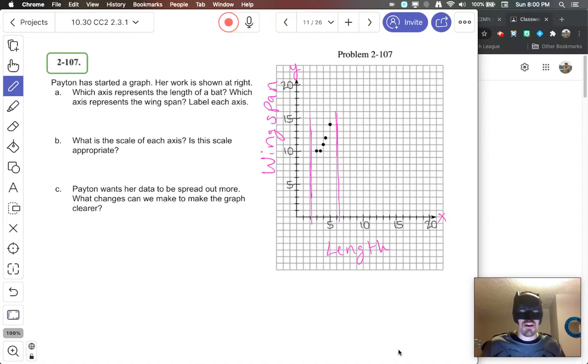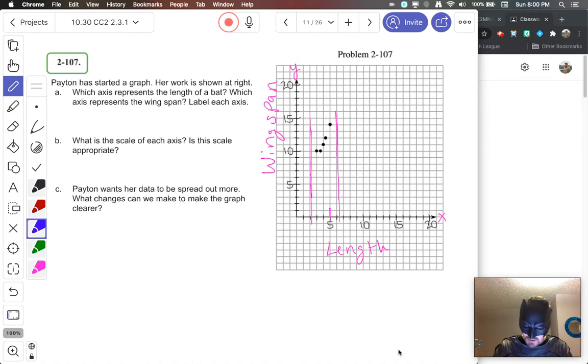So what is the scale of each axis? What that's asking is how many jumps or how many inches does one jump represent? So I see here that this is 5. I'm going to do blue here. And so that's 1, 2, 3, 4, 5. Since it's 5 jumps to 5, it is 1 inch on the x-axis. And then if we look at the y-axis, there's 1, 2, 3, 4, 5 jumps to get to 5 as well. And so it is 1 inch on the x-axis, or sorry, the y-axis as well.